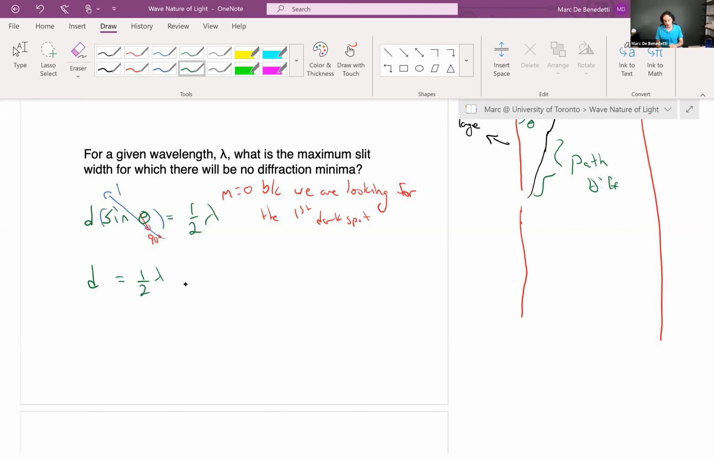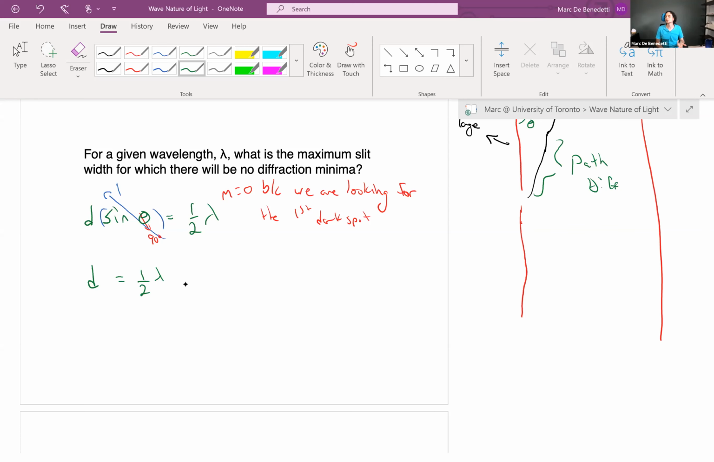That's pretty small, because the wavelength of light is on the order of magnitude of nanometers. Nano is times 10 to the minus 9. So red light, for instance, is 700 nanometers. So this is saying you need a slit width that is less than 350 nanometers wide. That's pretty small. And anything beyond 350 nanometers wide, you're not going to see any interference patterns.